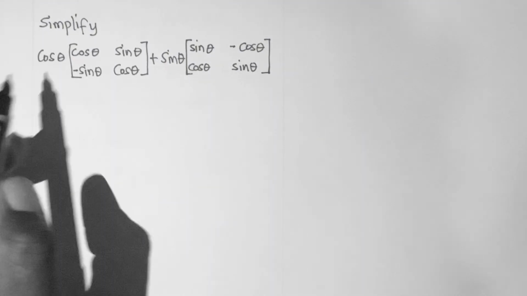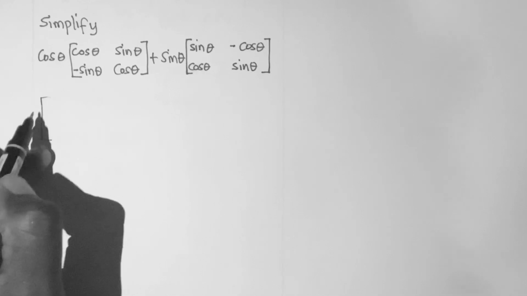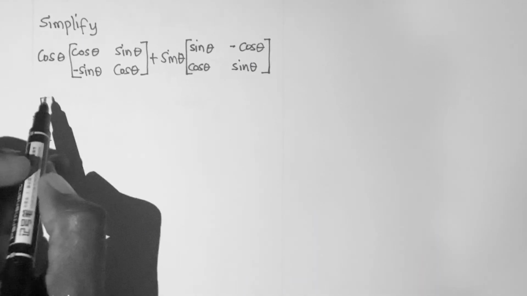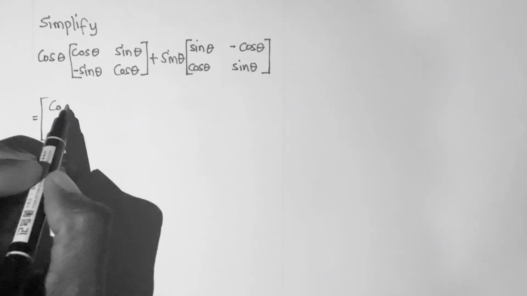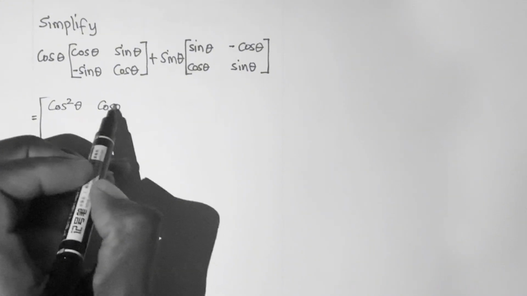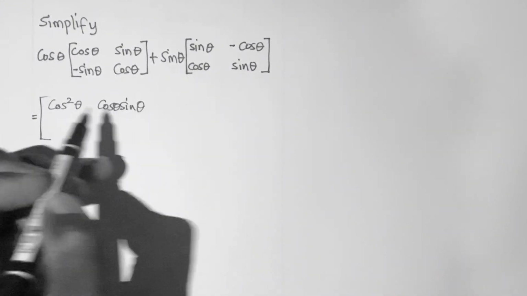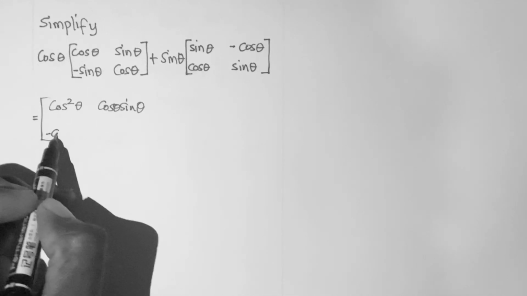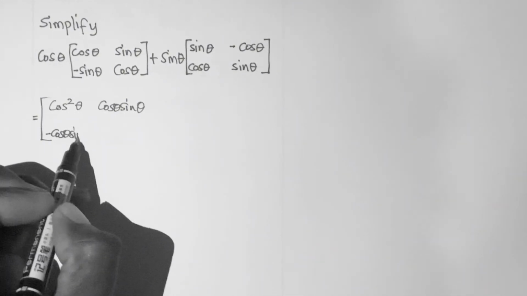So first let's expand this. So this side becomes, so this is equal to cos theta times cos theta is cos squared theta. Then cos theta sin theta is cos theta sin theta. Then cos theta times minus sin theta becomes minus cos theta sin theta.